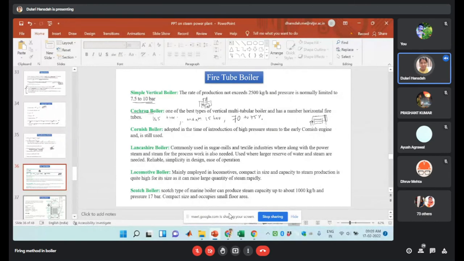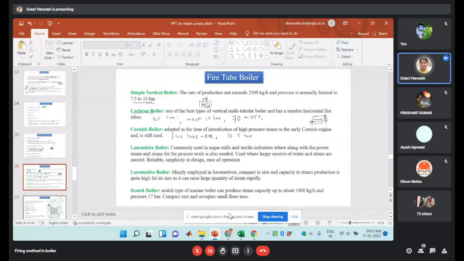Then we have the Cornish boiler. Cornish boiler means, in this case, the number of tubes will be one, adopted at the time of introduction of high pressure steam to the early Cornish engine, and still used. So in this case the number of flue tubes will be one. Here the working steam pressure will be about 10.5 bar. It is the maximum. So this is the Cornish boiler.